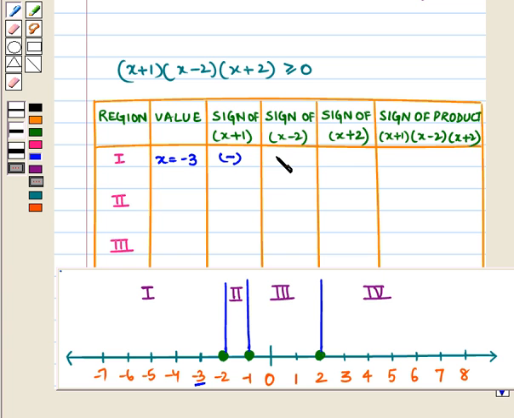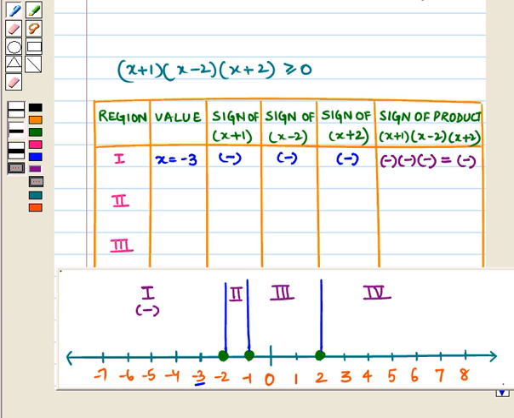Sign of x minus 2 is also negative when we put x equal to -3 in the factor x minus 2. And sign of x plus 2 is negative when we put x equal to -3 in the factor x plus 2. This implies the sign of the product will be minus into minus into minus, which is equal to minus. So we write a negative sign on the number line in this region.